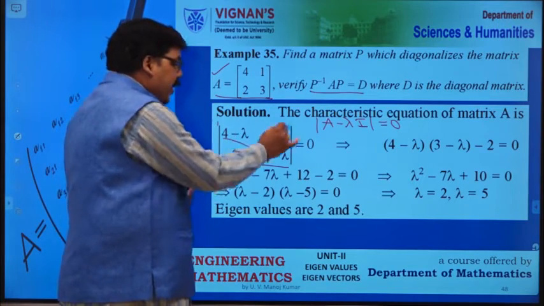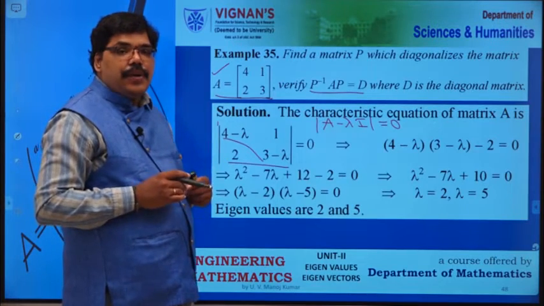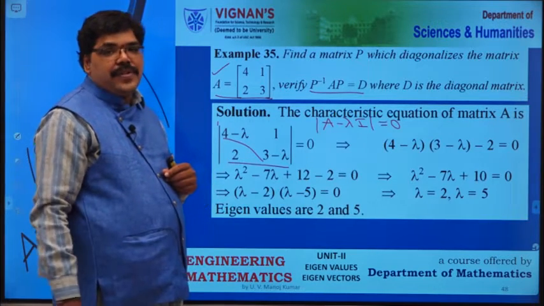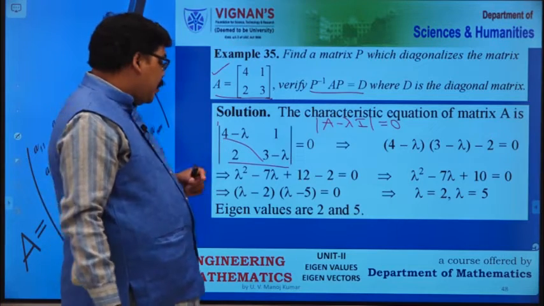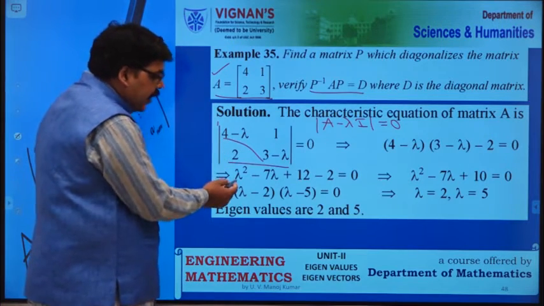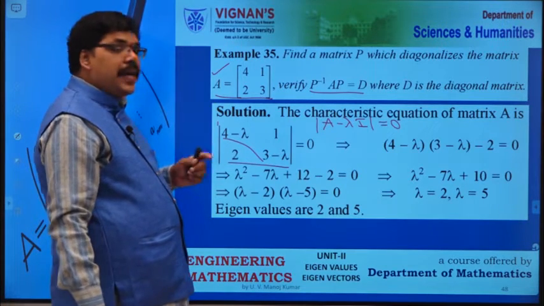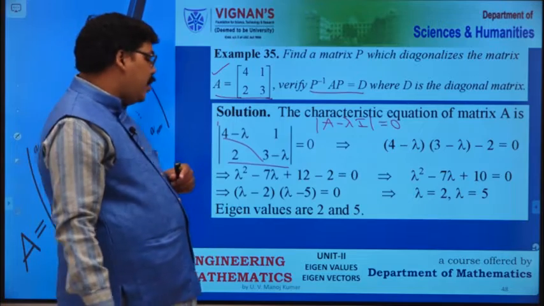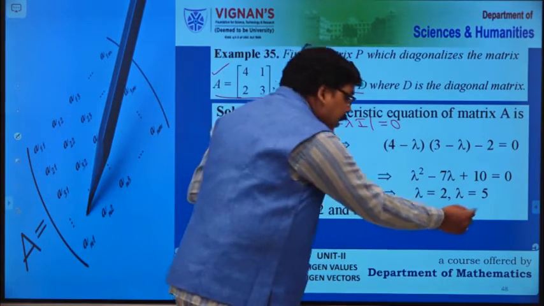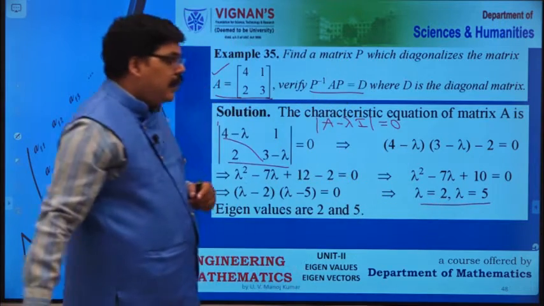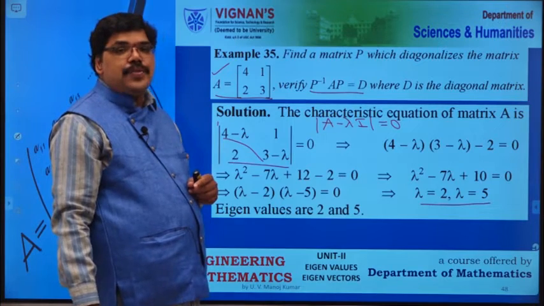Find its determinant. So the determinant of A minus lambda I equals 0 is the characteristic equation of A. Expanding this determinant, I am getting lambda square minus 7 lambda plus 12 minus 2 equals 0. So factorize that, and you get lambda equals 2 and lambda equals 5.